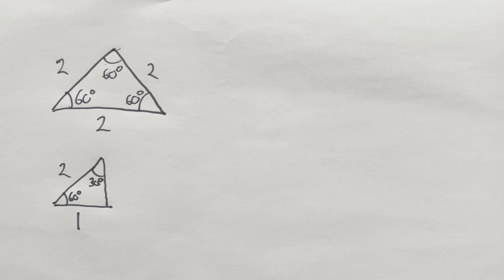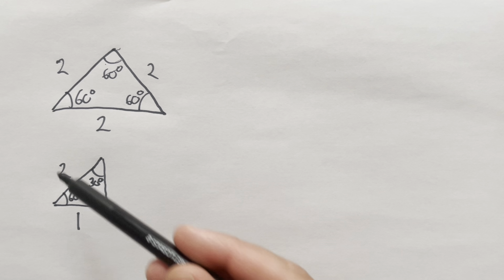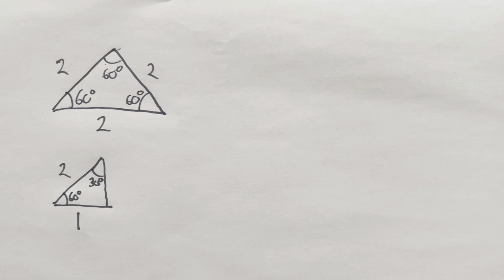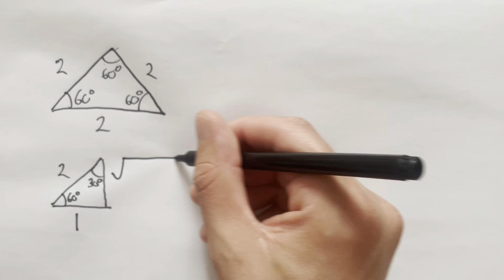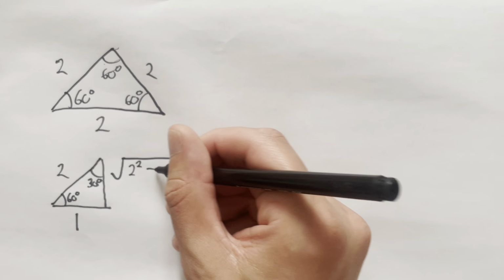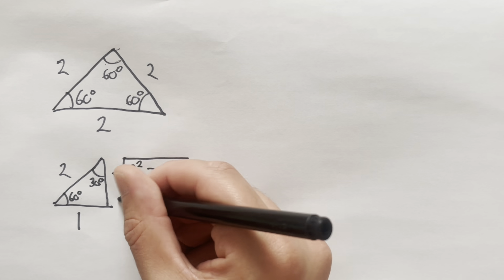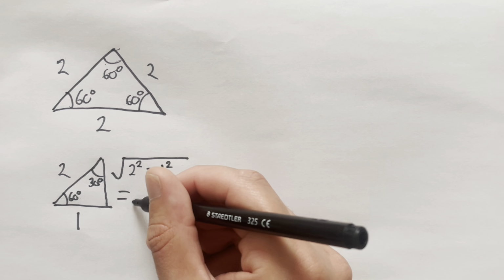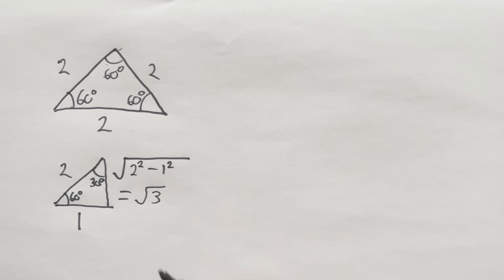Now, because we have a right-angled triangle, we can use Pythagoras to work out our missing length here, this height. We can do that using the square root of 2 squared, subtract 1 squared. 2 squared is 4, 1 squared is 1, 4 minus 1 is 3, so this gives us root 3. So this height of the triangle is root 3.